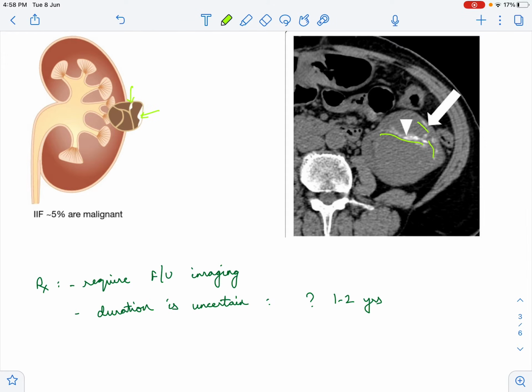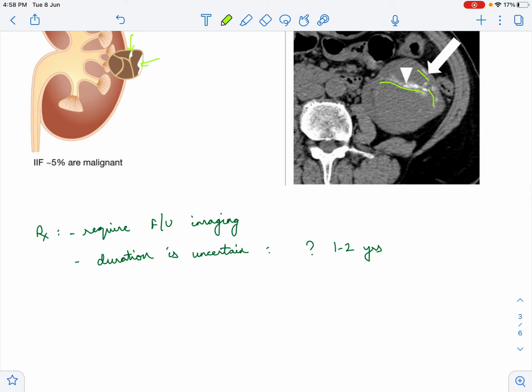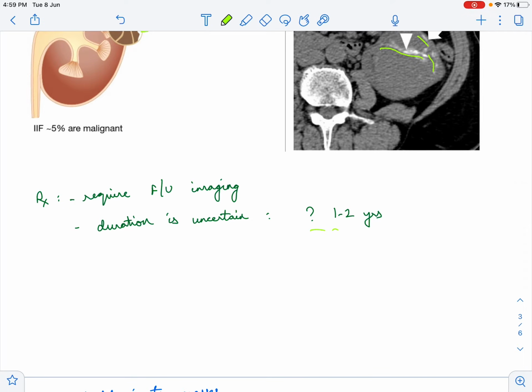These require follow-up imaging. Now, what is the duration for follow-up? After how many months or years do you call them? This duration is uncertain. Some suggest it should be at least 1 to 2 years. Some say it is less, some say it is more. But Bailey says 1 to 2 years. So we can accept that as a reasonable answer.